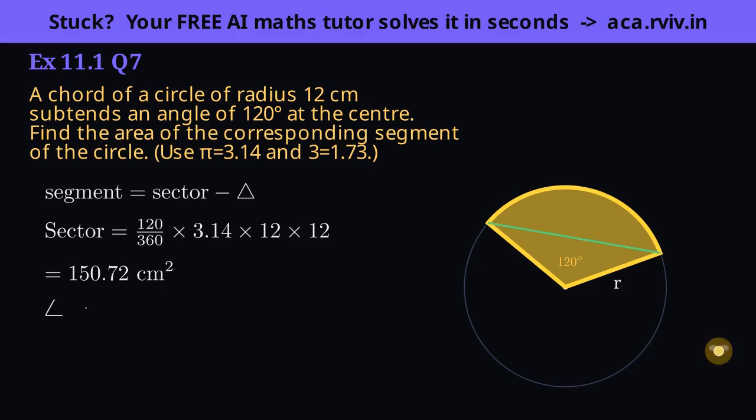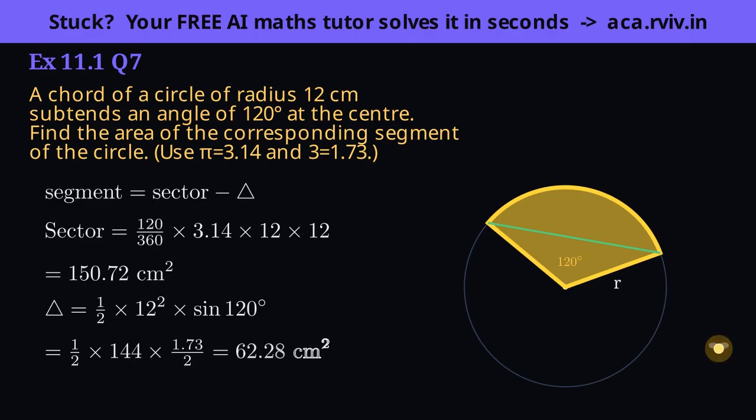Now the triangle with the reliable formula, 1/2 times r squared times sine of the central angle. Where does the sine come from? It's the neat result of dropping the perpendicular and doing the trig once. The height and base collapse into r squared sine theta. Sine of 120 is √3/2. Put in √3 as 1.73, so sine 120 is about 0.865, half of 144 times that gives 62.28 square centimeters.